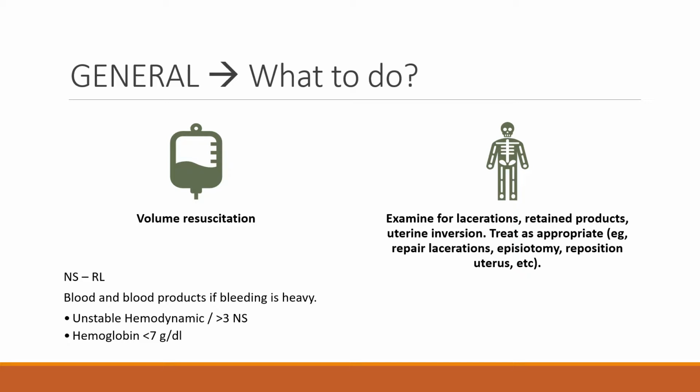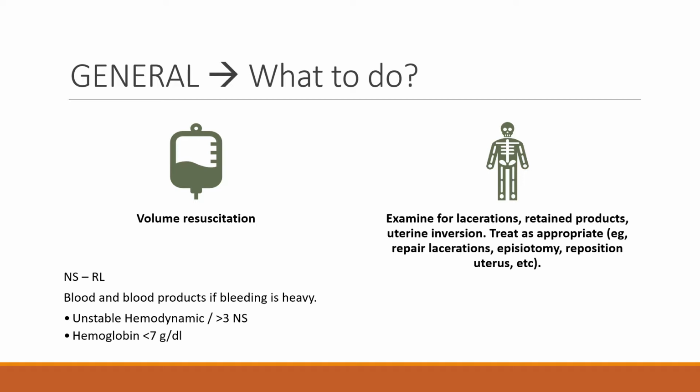And with the rule of 3-to-1, we have to ask, thinking in the future, for the blood and products to transfuse, because we never know if we will need them. So remember, if we have unstable hemodynamics and we have given more than 3 liters of normal saline, we have to ask for 1 unit of blood. Or also, if after the laboratory request we have a hemoglobin result under 7 grams per deciliter, we have to transfuse 1 unit.